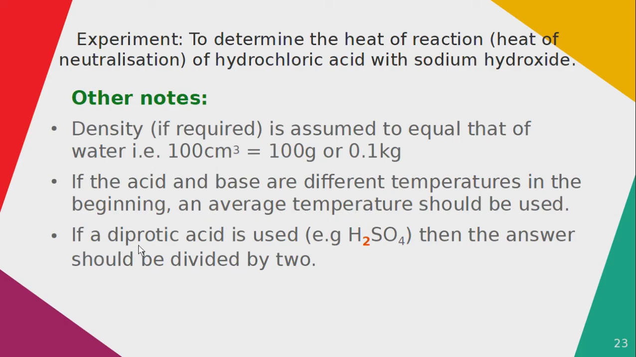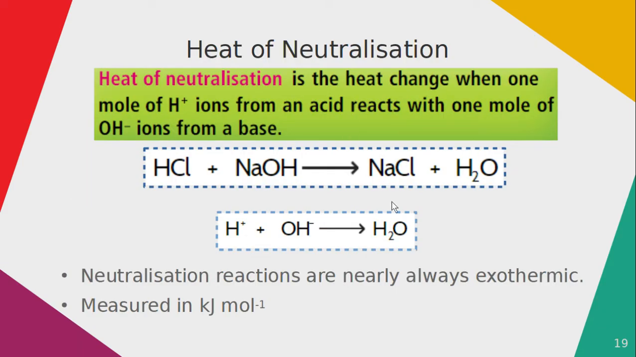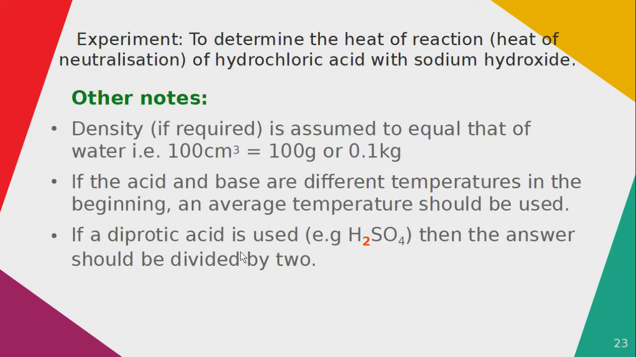If a question comes up where a diprotic acid is used, so here in this reaction we were using hydrochloric acid, that's HCl. Diprotic means 2 protons. So if you were given a question to do a calculation with sulfuric acid, H2SO4, which is diprotic, then your final answer should be divided by 2. Because remember, your heat of neutralization is the heat change when 1 mole of H+ ions from an acid reacts. So in a diprotic acid, you're going to have 2 moles of hydrogen ions there. So just to note that.